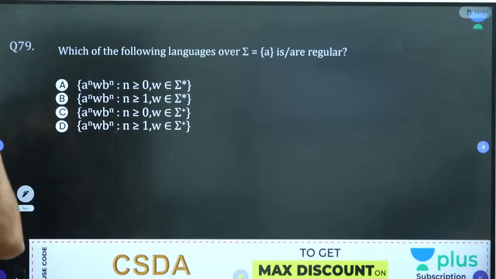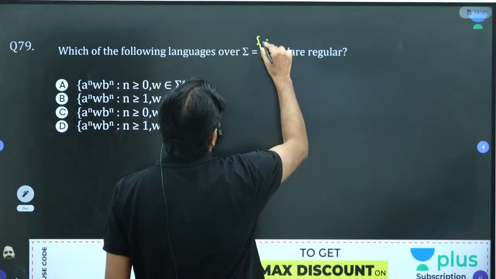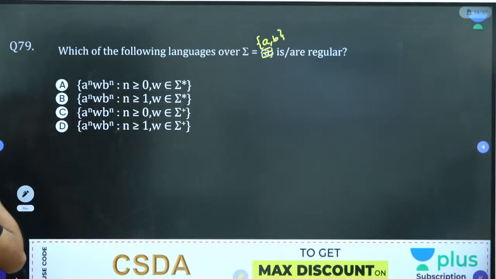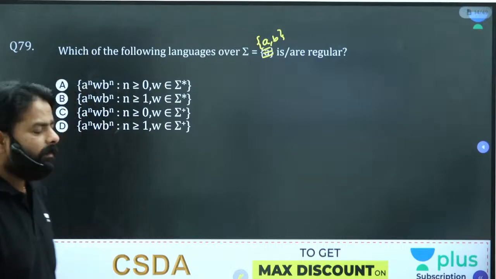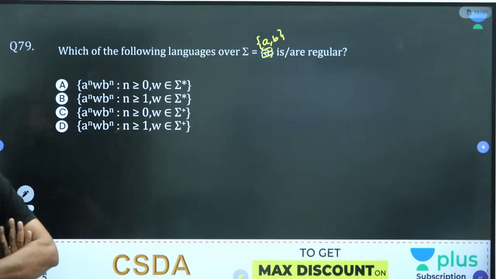What is the answer for this? I told you, right? Just take this as sigma equal to A comma B. The first question: which of the following are regular? The timer is not required as it's a homework question. How many of you answered this?